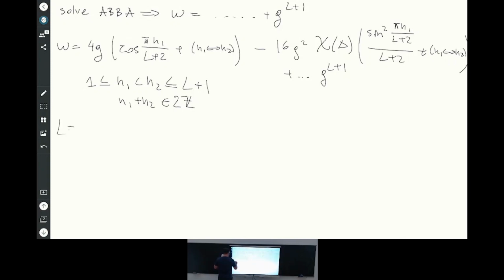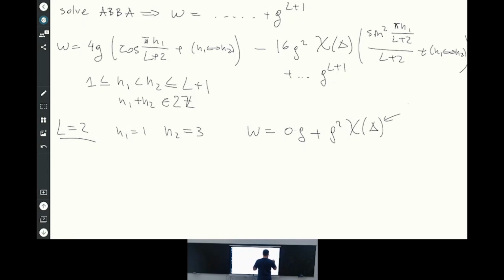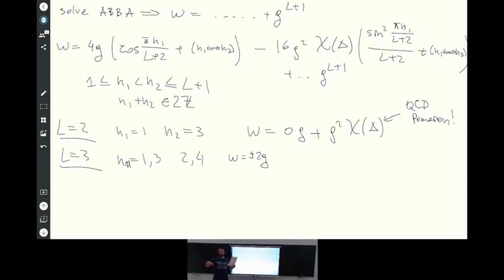All right, so now we can, for example, count how many states there are. For example, if we take L equal 2, then the only option is n1 equal 1, n2 equal 3. And then if you plug into this formula, you get omega is equal to 0 times g plus g squared times chi of delta. And that's exactly like the QCD Pomeron. Now for L equals 3, you already get 2 states. So it's 1, 3, or another option 2, 4. And you get the following formula, plus minus 2g. So of course, even though it's linear in g, you see this Lagrangian only knows about g squared, right? So g to minus g should be a symmetry of the theory, which would map one state to another. So that's why they're related just by g to minus g.